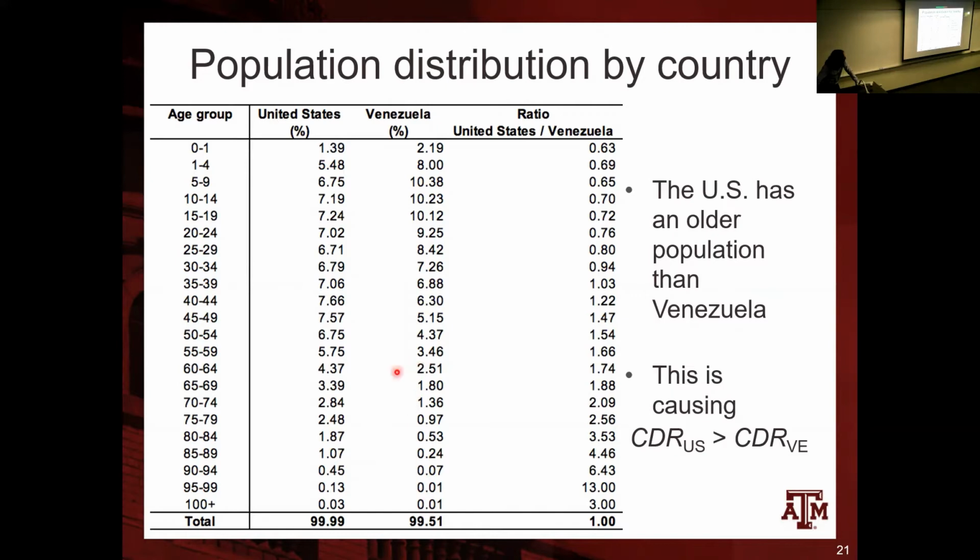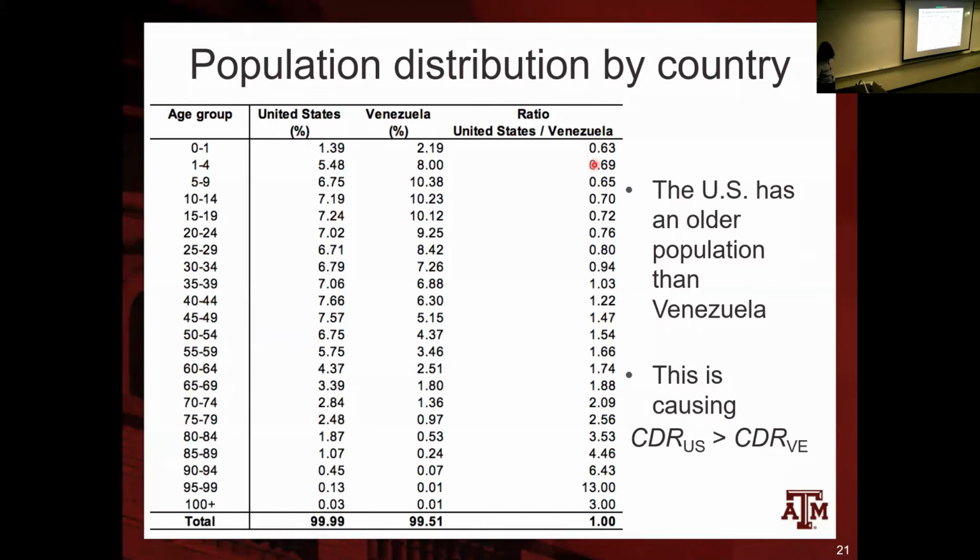And as we get older, we start to have a higher proportion of people in the US in these age groups than in Venezuela. So a bigger number divided by a smaller number, we're going to have a ratio bigger than 1 unit, right? So in older age groups, we have more people in the US proportionally, and in younger age groups, we have more people in Venezuela proportionally. So the US has an older population than Venezuela. This is causing the crude death rate in the US to be higher than the crude death rate in Venezuela. Cool?